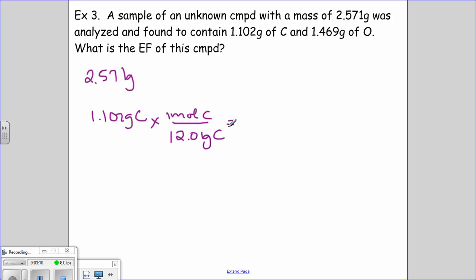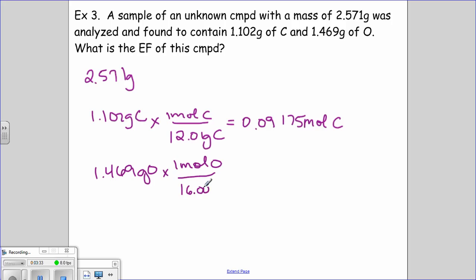And once you do this, this is 0.09175 moles, and I'm extending my decimal out a little bit because I want to make sure I keep all my sig figs, moles of carbon. And the other value given to me is 1.469 grams of oxygen. This is just elemental oxygen. 1 mole of oxygen weighs 16.00 grams of oxygen. That number is going to be 0.09181 moles. You can do that calculation yourself as well. Now that we have moles, you need to choose between these two, which is the smallest number of moles. That will be the carbon one.